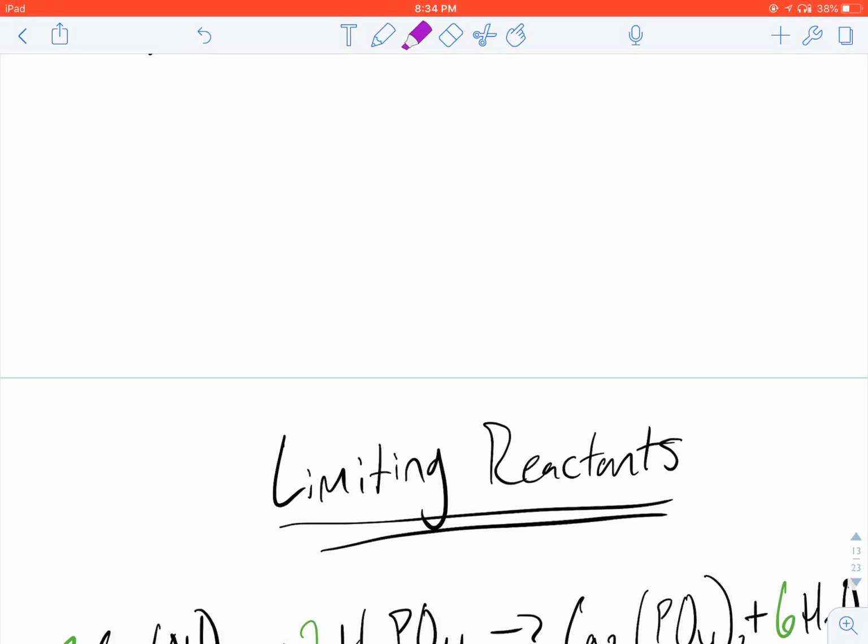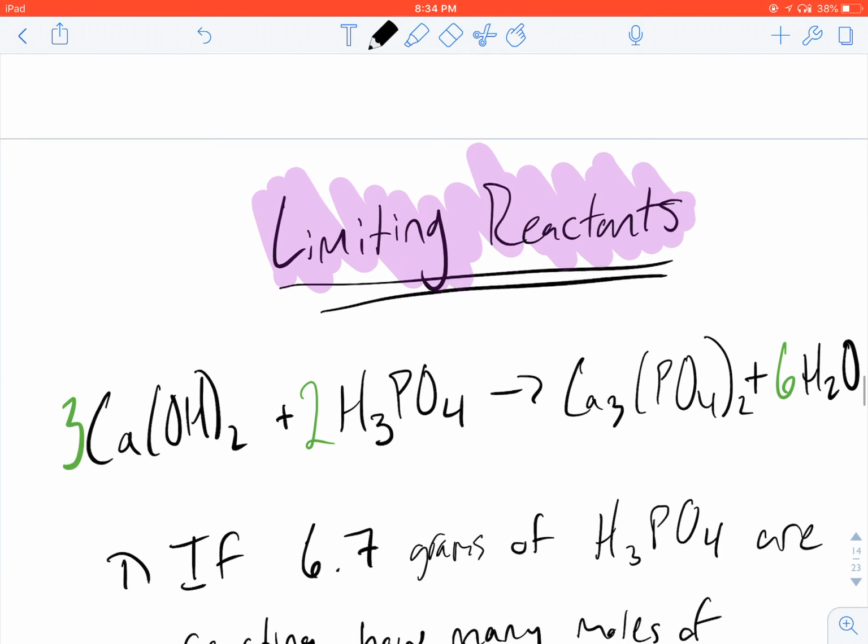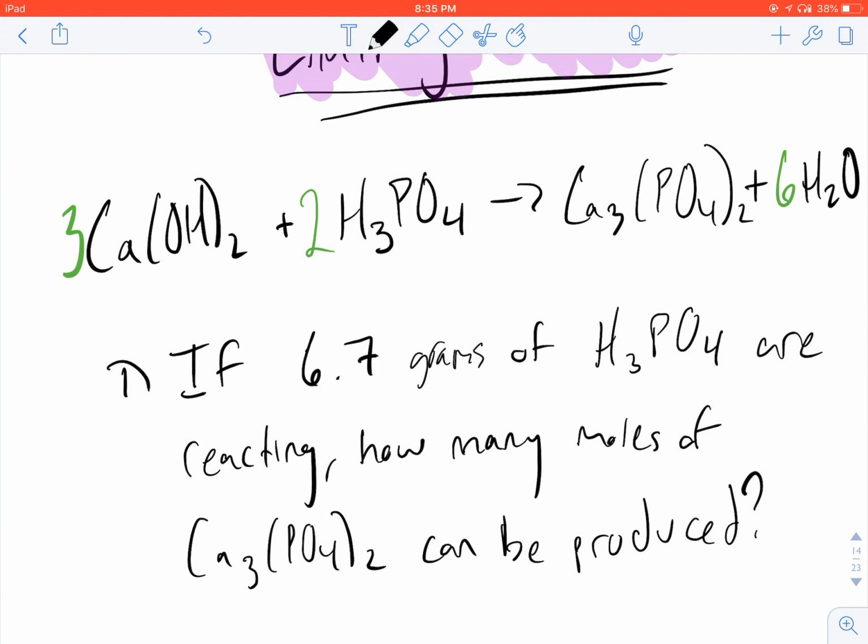Today's lesson, we're going to be covering limiting reactants. So it's kind of like the next step in our reaction stoichiometry chapter. Now, so far, based on the lessons we've had previously, you should be able to answer questions like this. So, given some balanced equation, if 6.7 grams of phosphoric acid are reacting, how many moles of calcium phosphate can be produced?